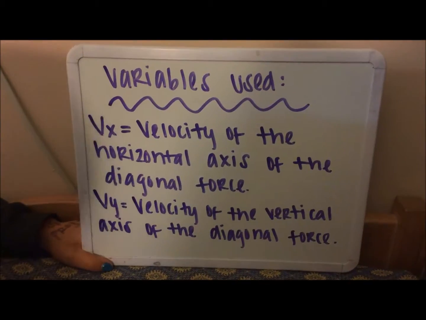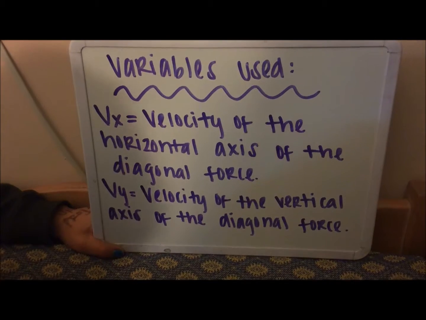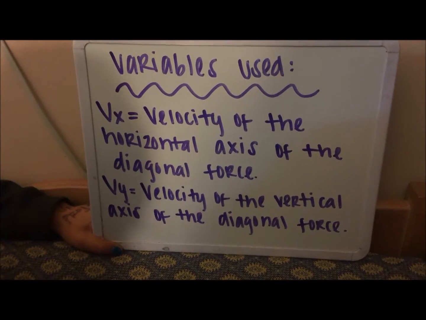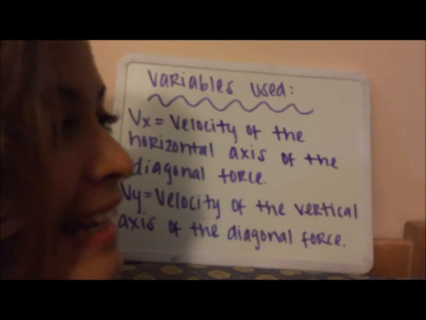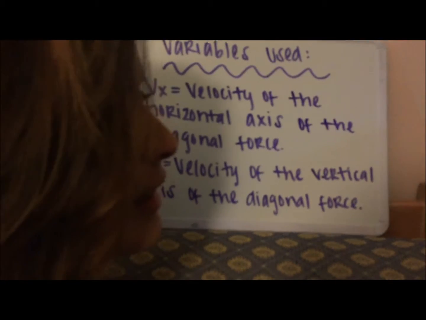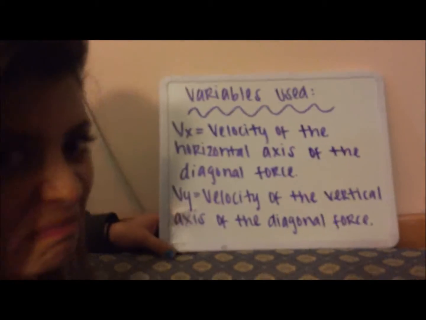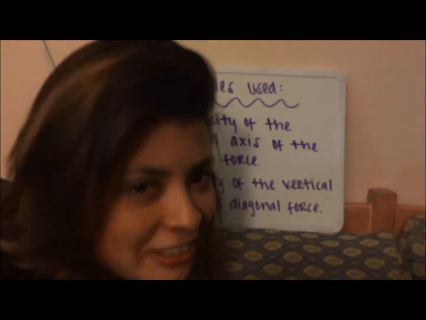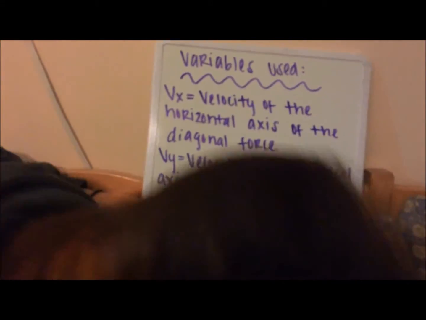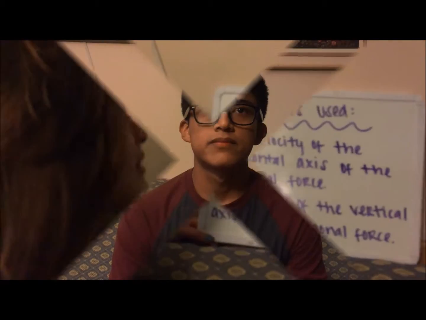To begin our lesson on 2D... Just about everything you can think of follows... Here's a list of variables you'll need to know in order to understand this lesson. V sub x is the velocity of the horizontal axis of the diagonal force. Right, diagonal. Because you're saying diagonal. V sub y is the velocity of the vertical axis of the diagonal force. I can't say that word. Diagonal. Just about everything that you can think of.